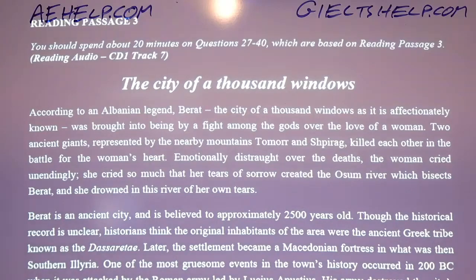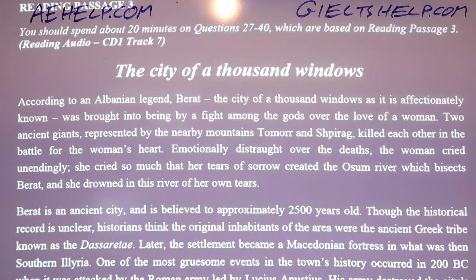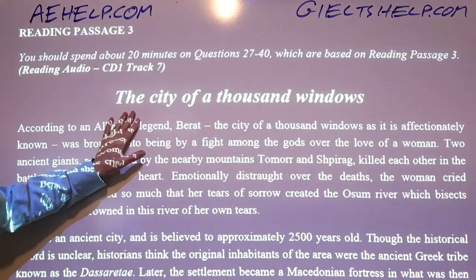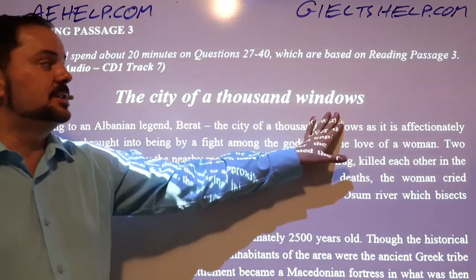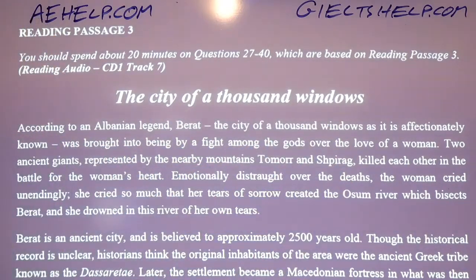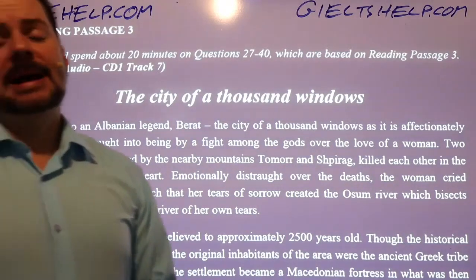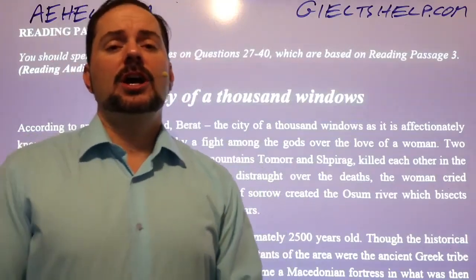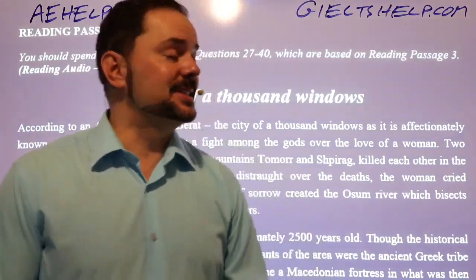All right, everyone. So we'll get into today's class here. And we're going to be looking at this passage, the City of 1,000 Windows. Spend 20 minutes on a reading passage. Don't spend more than 20 minutes. Today we're going to spend the whole class because I'm going to teach you strategy for questions, and we're going to read the whole passage together so that we make sure that we understand it.